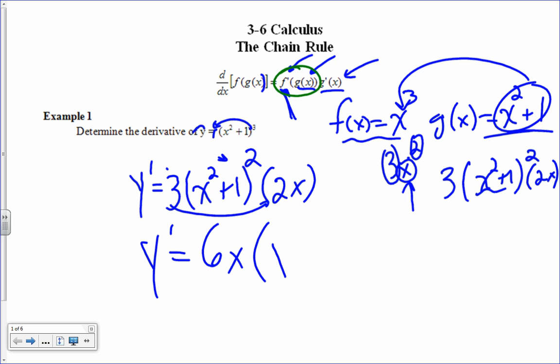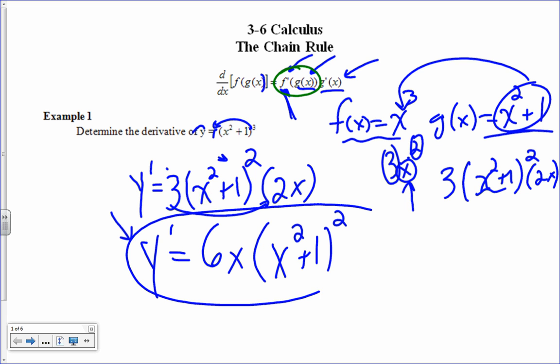Well, now that it's 6x, can I distribute it to the x squared plus 1 squared? No. And at this point, we could multiply this all the way out, correct? But a lot of times we are going to set this equal to 0 or set it equal to something over here. So isn't the factored form really the best form to have it in anyways? It is. So that's why a lot of times we are going to leave our derivatives like this, because that's the most usable form.